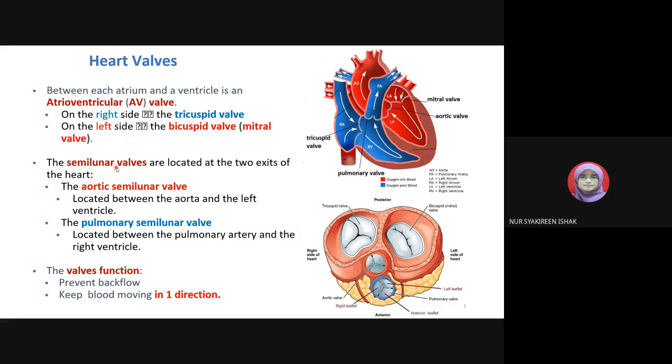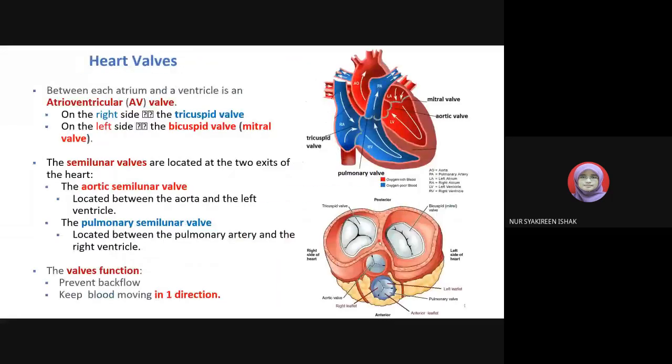So the semilunar valves are located between the two exits of the heart. Between the right ventricle and the pulmonary artery, you have the pulmonary semilunar valve. Between the left ventricle and the aorta, you have the aortic semilunar valve. So the valve function is to prevent backflow of blood. Because the blood is pumped in with high pressure, this is to prevent backflow of the blood and keep it moving in one direction. Supaya darah tu bila dah masuk ventricle, dia tak patah balik masuk atrium. Only in one direction.